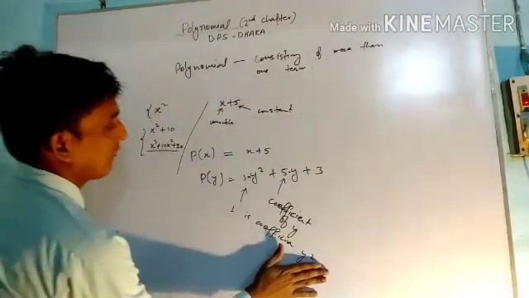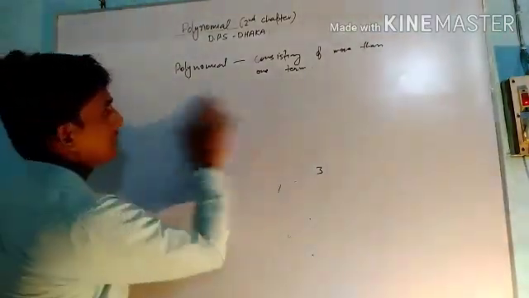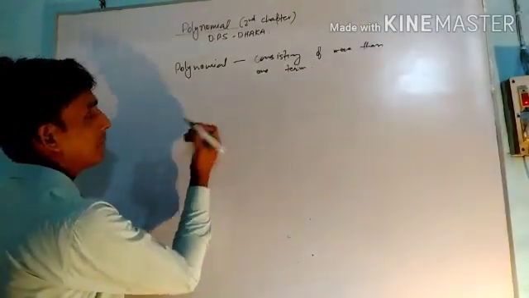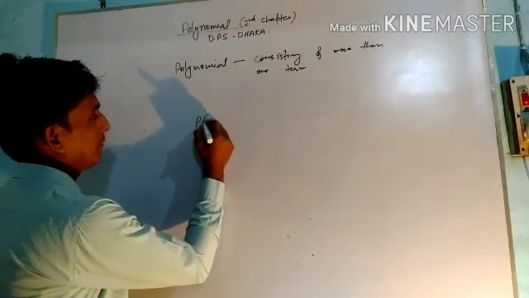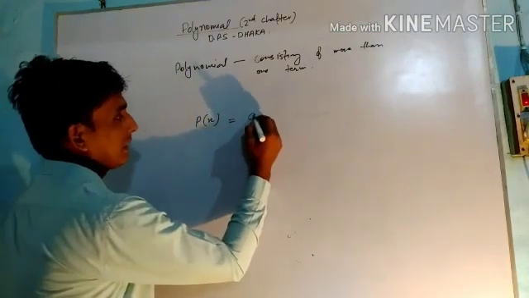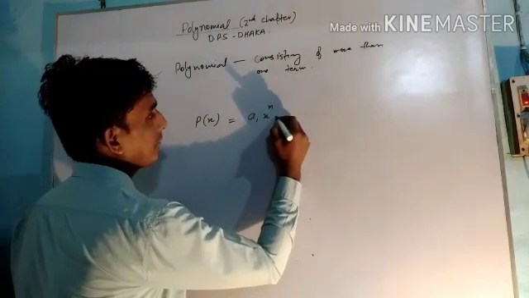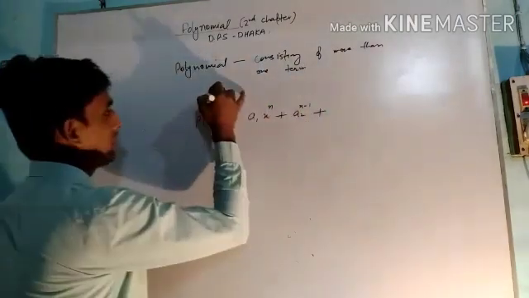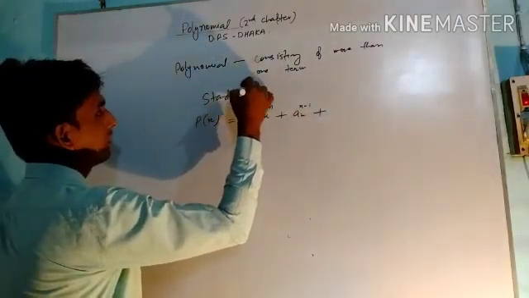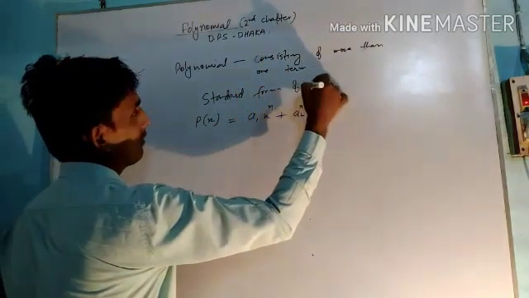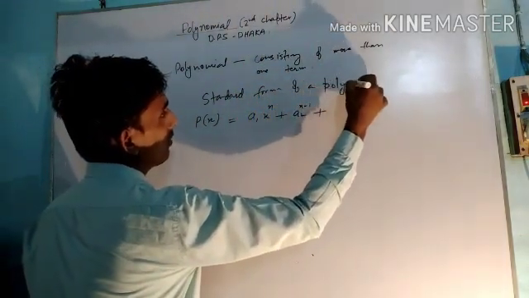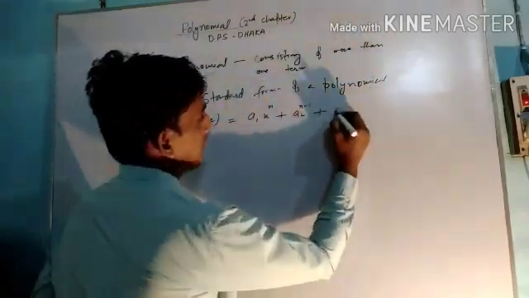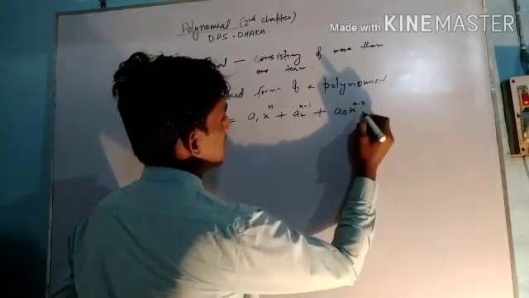So I will teach you the standard form of polynomial. Any polynomial p(x) is written like a1 x to the power n plus a2 x to the power n minus 1, a standard form of a polynomial.